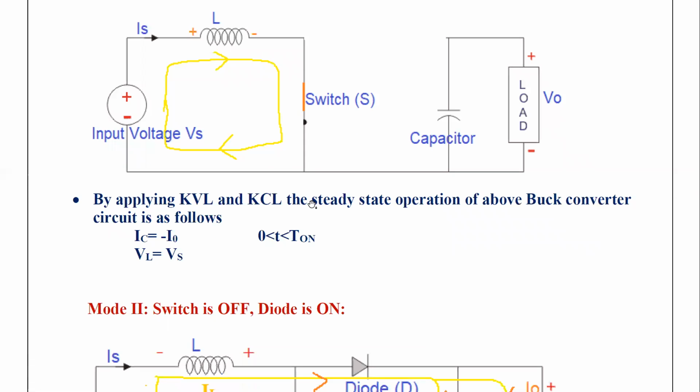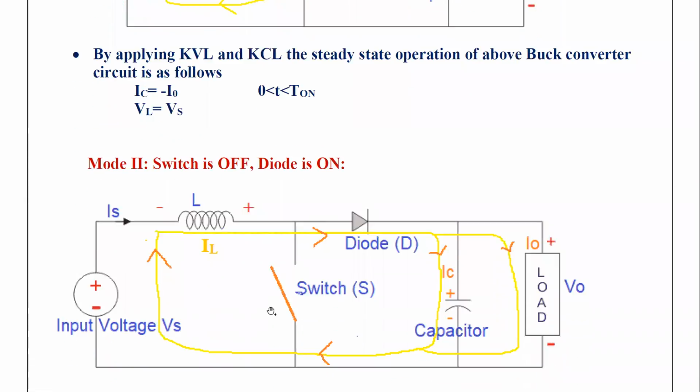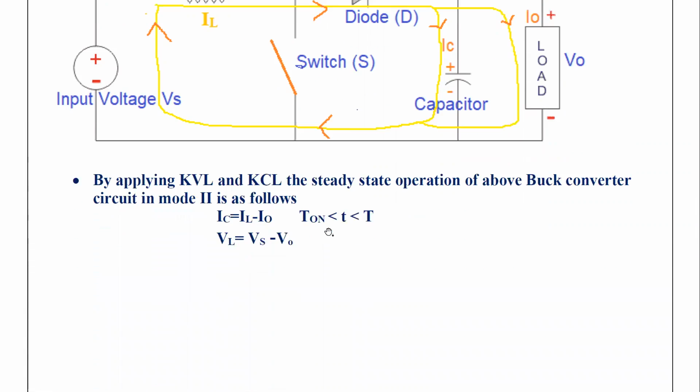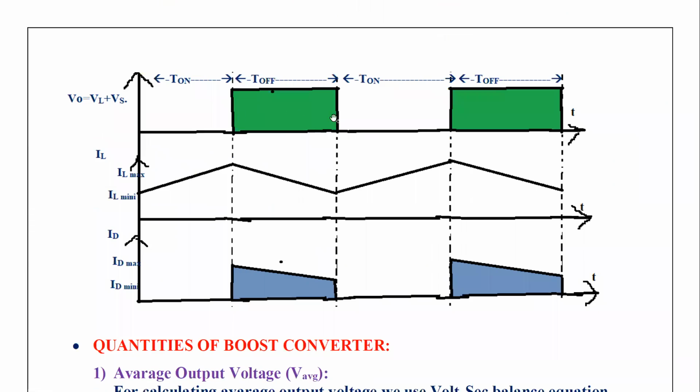Whereas during turn off time, the switch is opened here. Therefore, the input voltage VS and the inductance voltage VL both will be applied across the load. Therefore, V naught is equal to VS plus VL. So these two cases we have to keep in mind. Therefore, the output voltage will be like this.